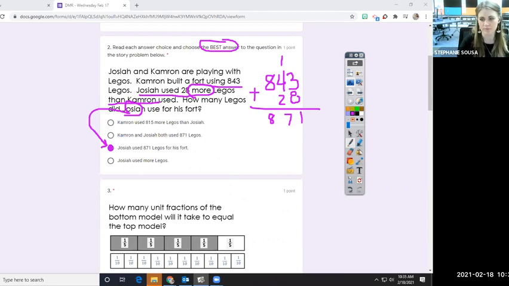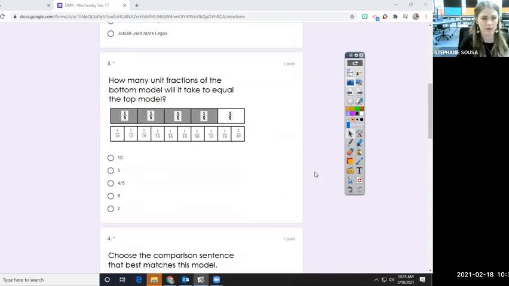All right. Next up, how many unit fractions of the bottom model will it take to equal the top model? Our models line up right there, and we need 1, 2, 3, 4, 5, 6, 7, 8 1/10 pieces until it is the same size as 4/5. So we need 8 of them. Questions on that? Alrighty.